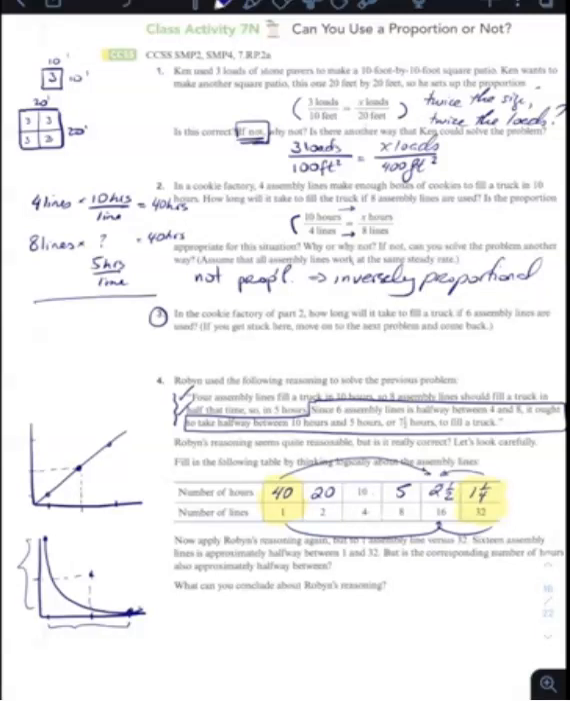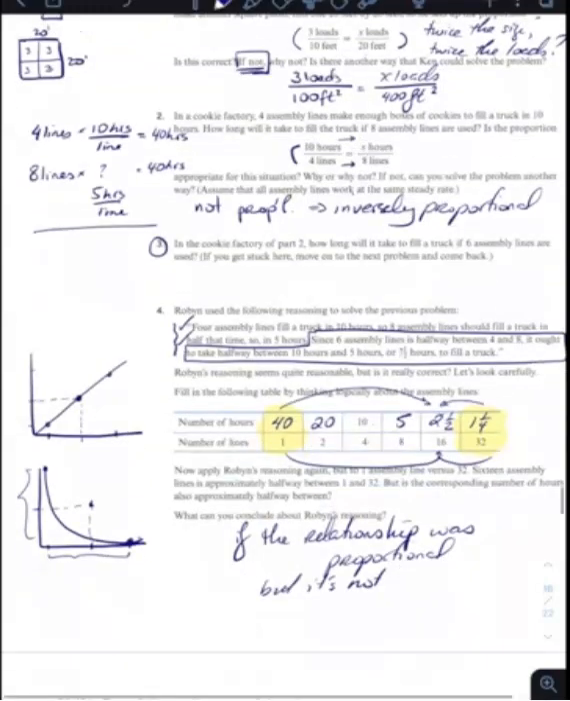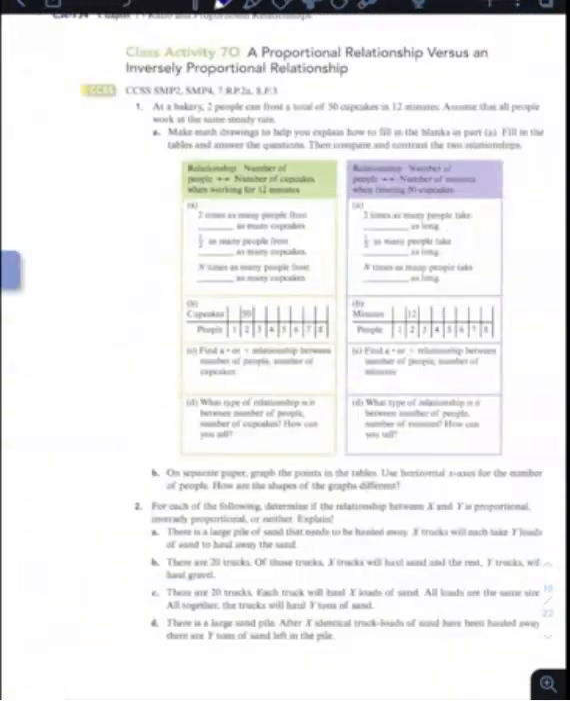Right? So what can you conclude from Robin's reasoning? Well, Robin's reasoning is fine if the relationship was proportional. But it's not. It's actually inverse proportional. So let's make sense of two problems.